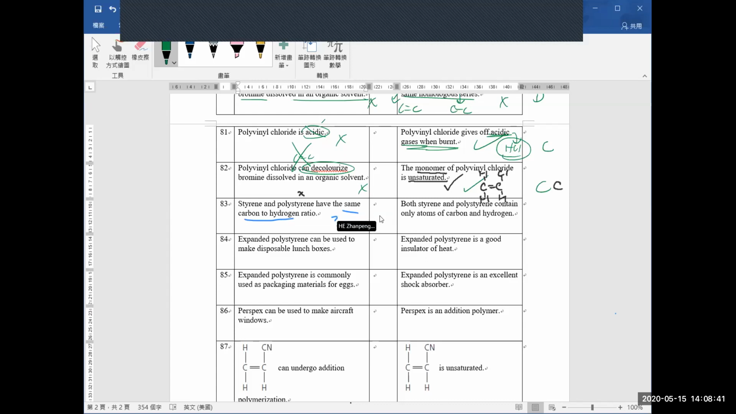83. Styrene and polystyrene have the same carbon-hydrogen ratio. Styrene and polystyrene contain only atoms of carbon and hydrogen.